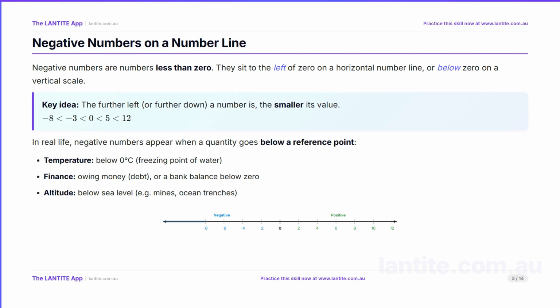Negative numbers are simply numbers less than zero. On a number line, they sit to the left of zero. The further left you go, the smaller the value. So -8 is less than -3, which is less than 0. In real life, we use negatives whenever a quantity drops below some reference point. Temperature goes below 0 degrees Celsius. A bank account can go below 0 if you owe money. Altitude can be negative if you are below sea level. Understanding this concept is the foundation for everything else in this lesson.